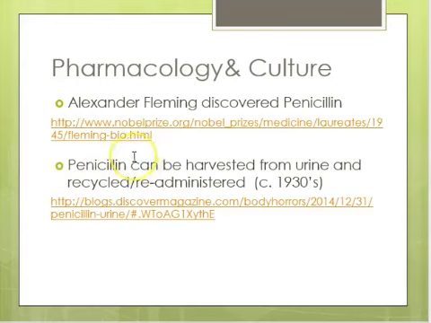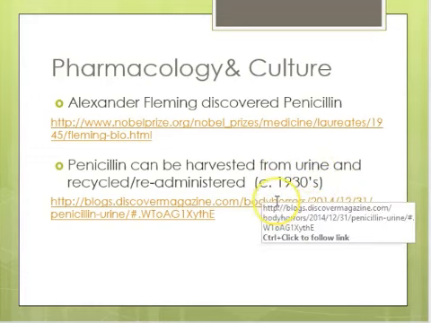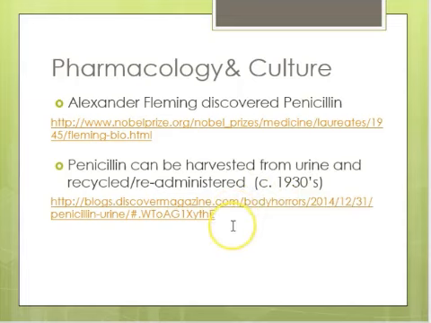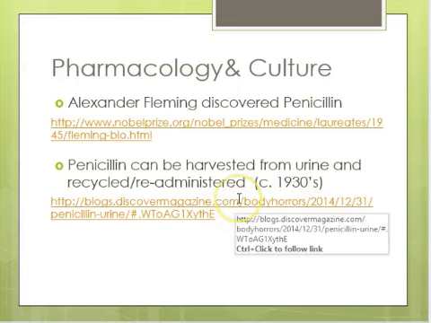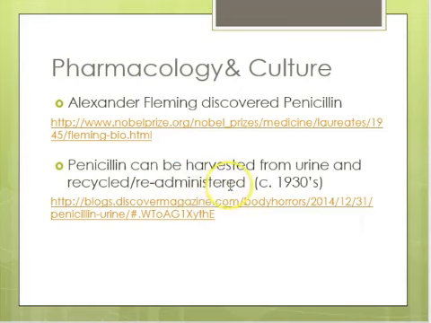Some people don't remember this, but you can actually harvest penicillin from the urine, and you can recycle and re-administer this. And of course, that sounds disgusting, but when penicillin was in short supply in the 1930s, we would collect the urine of patients that were being treated with penicillin so that we can re-extract that drug. And so it comes out basically unchanged. It's the same molecule it was as it went in. So we can kind of recycle it. So that's two interesting historical papers that you can read if you have time.